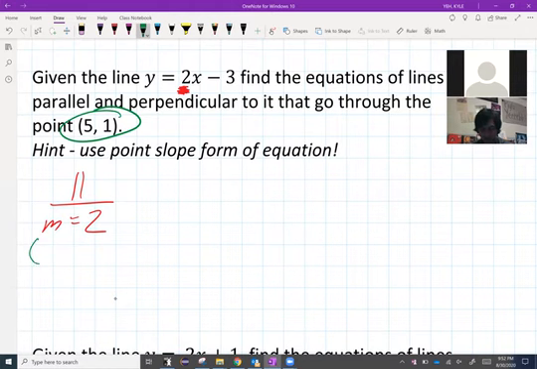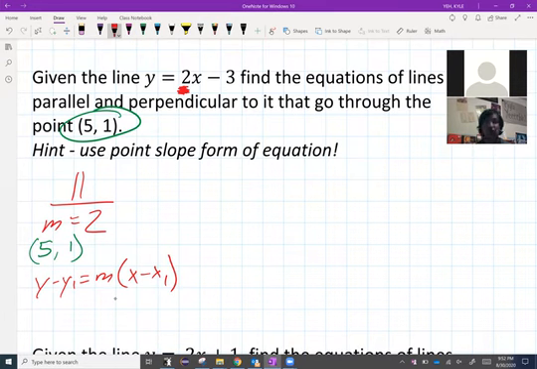I know that I have this point, (5, 1), and fortunately, I know point slope form of an equation. We haven't studied it in depth yet, but we did see it on a previous video. It was y minus y1 is equal to m times (x minus x1). So I have m is 2. I know that y and x are going to just stay in the equation.